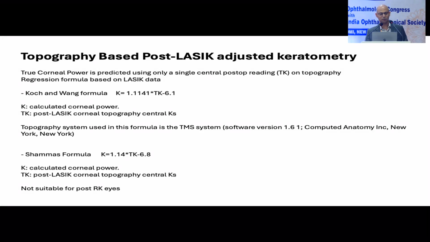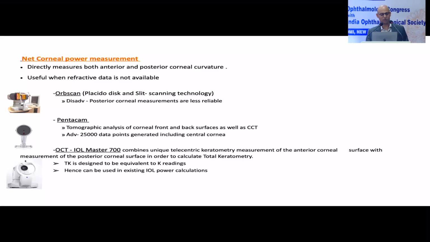Topographic based post LASIK adjustment. So you can use the central topographic readings from the topography and use the Koch and Wang formula. You can use the TMS system or some other systems which are available. The newer tomographers, OpScan, Pentacam, etc. will give you information of both the anterior and posterior corneas. So these are especially useful when refractive data is not available, because they can measure both anterior and posterior curvatures.